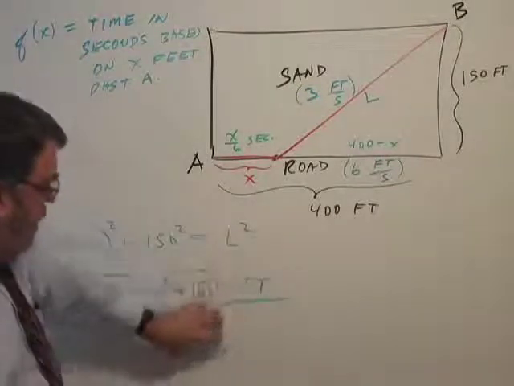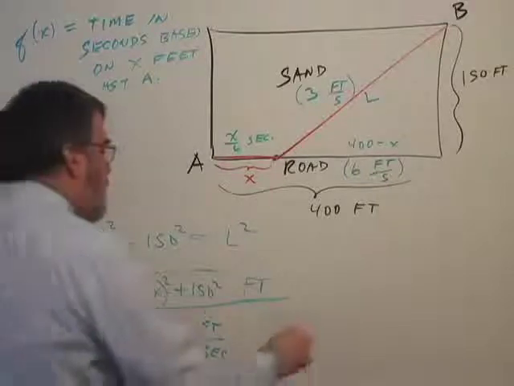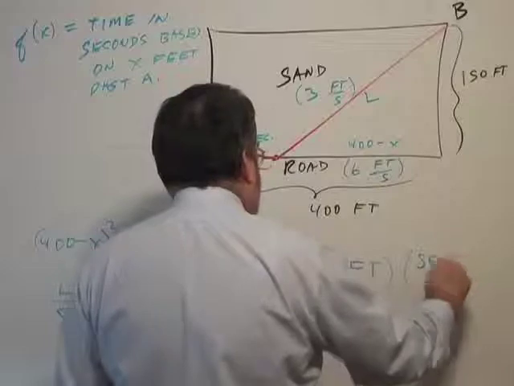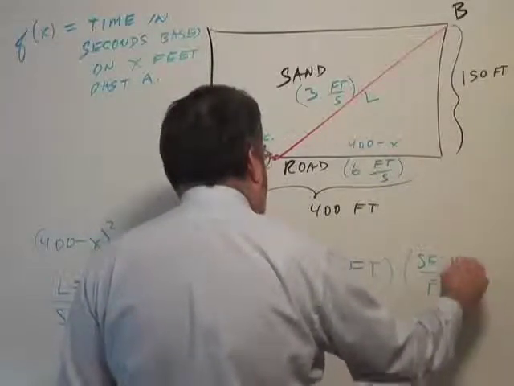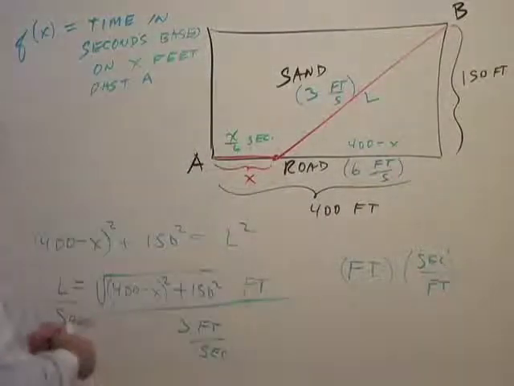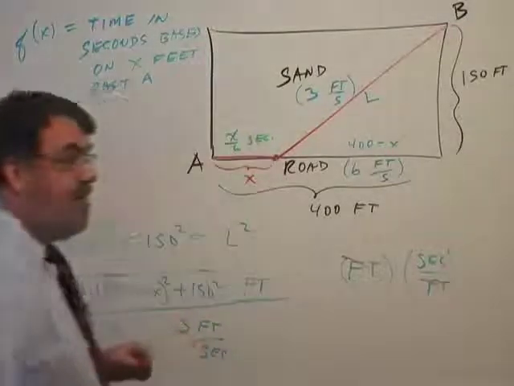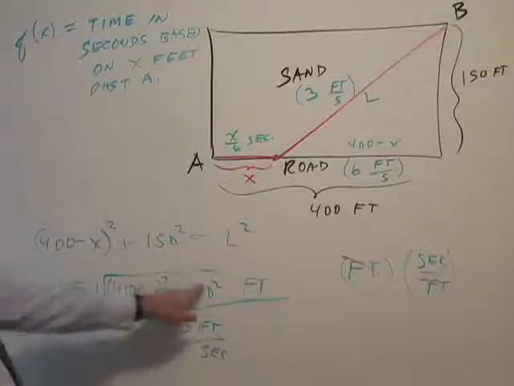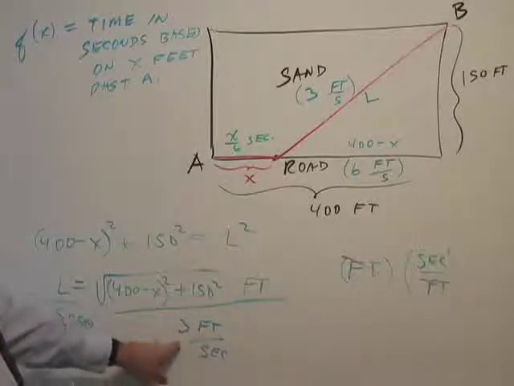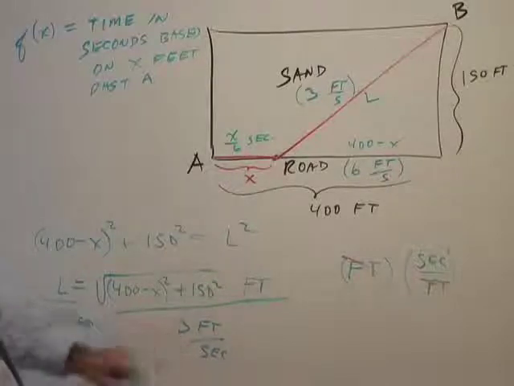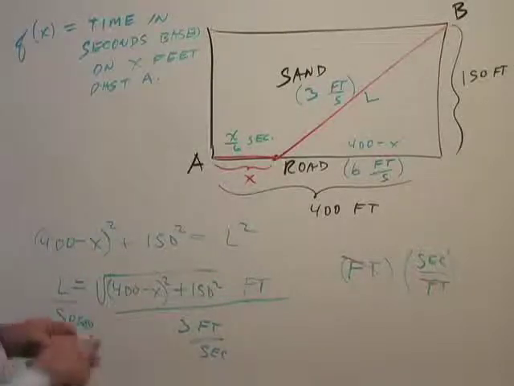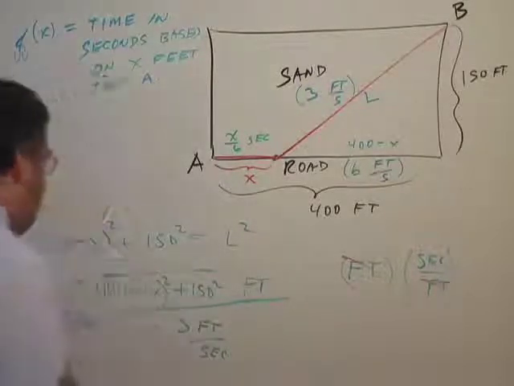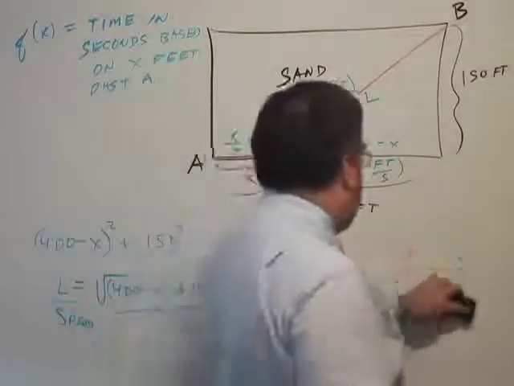I have the same type of calculation I had before. When my units are feet over feet per second, you invert and multiply, seconds over feet. Then the feet cancels and gives me seconds, which is what I needed. So I needed time. Taking this length, which is a little ugly, the square root, divided by the speed it takes to walk over the sand, 3 feet per second, I get the time it takes. So the time would be simply the square root divided by 3.